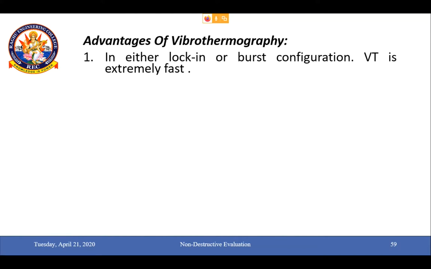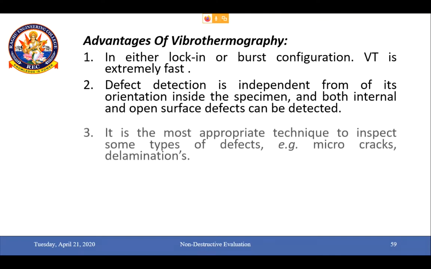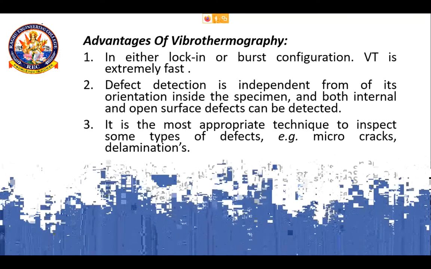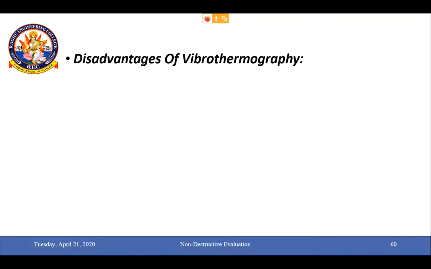Vibrothermography is extremely fast. Defect detection is independent of its orientation inside the specimen, and both internal and open surface defects can be detected. It is the most appropriate technique to inspect some types of defects, for example micro cracks, delaminations, etc. There is only minimal heating of the inspected specimen since energy is usually dissipated mostly at the defective areas.